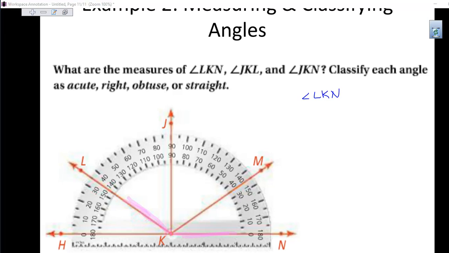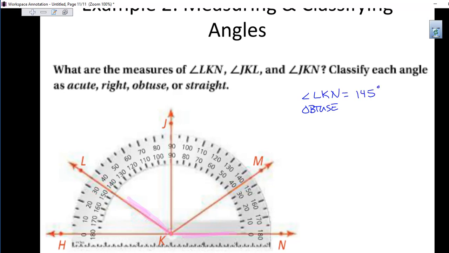Now, because this is greater than 90 but less than 180, this is an obtuse angle. And our angle measure is going to be found somewhere between 140 and 150. So we say that's a little mark right there is halfway, so we say this is 145 degrees.